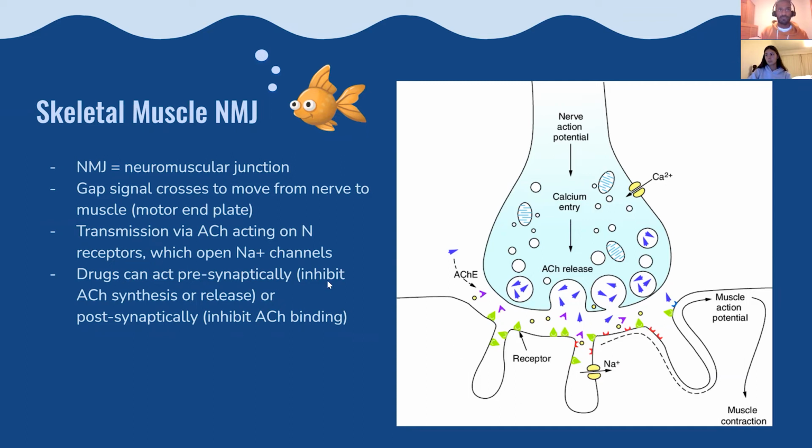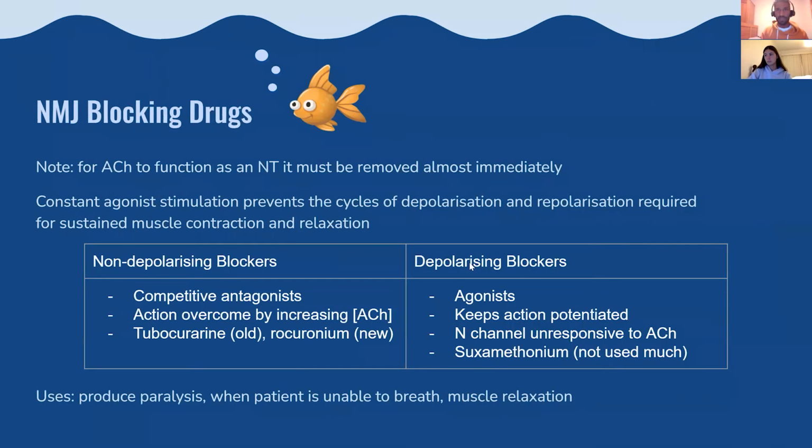So we can have drugs which act presynaptically, so on this actual nerve, to block the release of acetylcholine, or we can have drugs that act postsynaptically, so on the actual receptor site, to inhibit the binding of acetylcholine to these sites. And here are examples of these drugs.